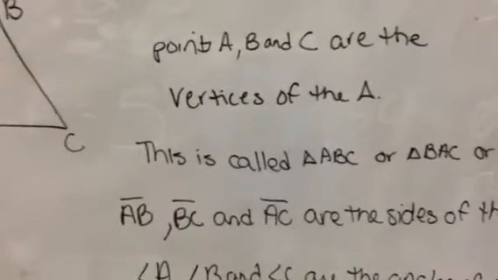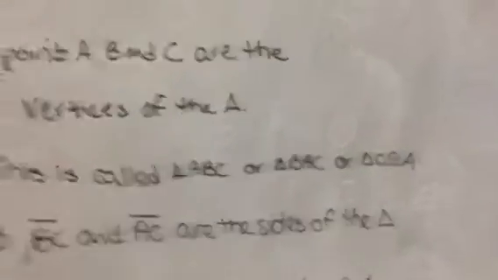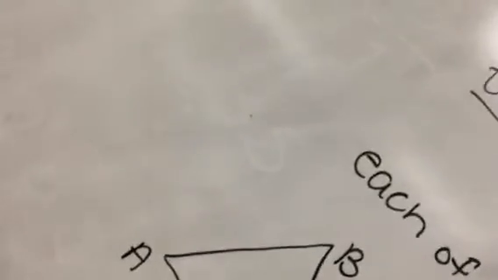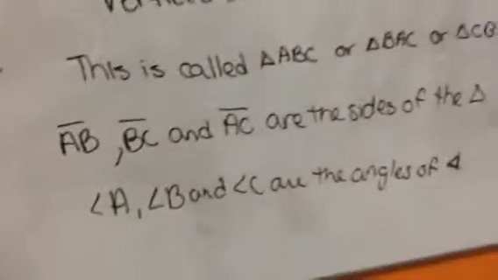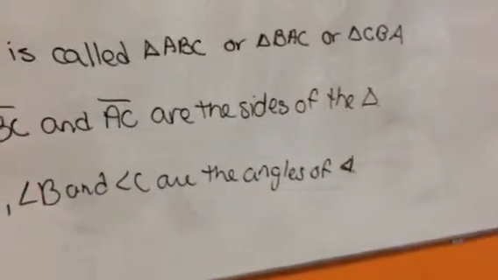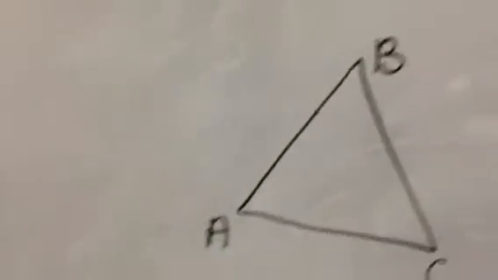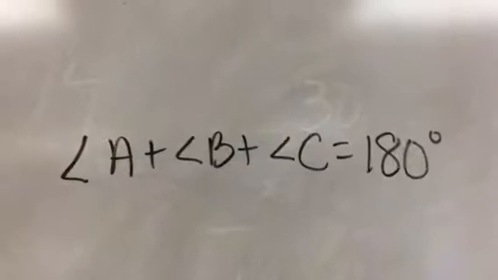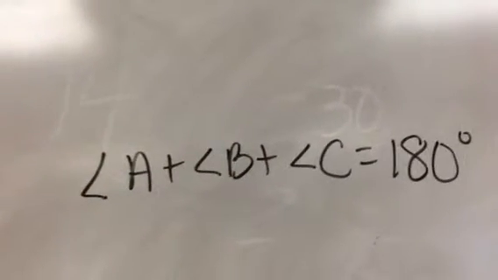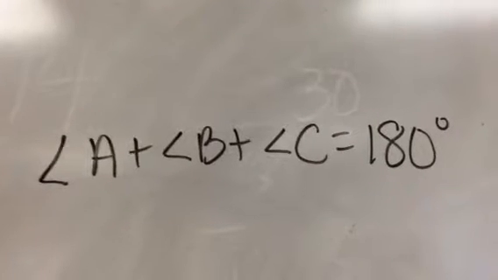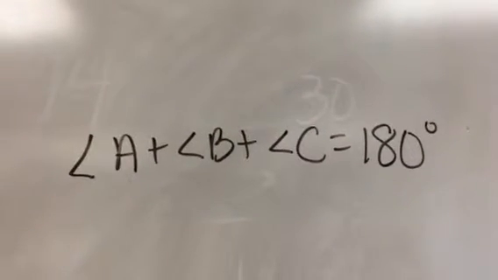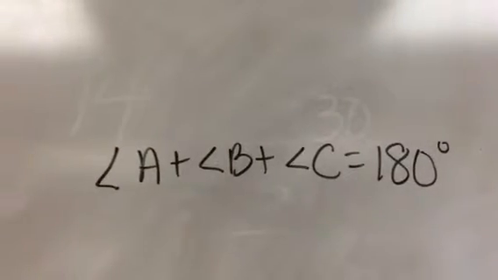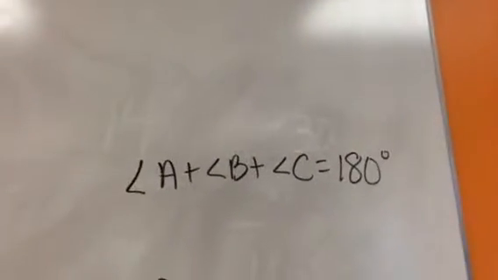Segment AB, segment BC, and segment AC are the sides of the triangle. So there's one side of the triangle, there's the other side, and there's the third side of the triangle. Angle A, B, and C are the angles of the triangle. One of the things you're going to learn is that angle A plus angle B plus angle C equals 180 degrees. So at this point, I expect you all to know that if you took a protractor and measured a triangle's angles, they should add up to 180 degrees.